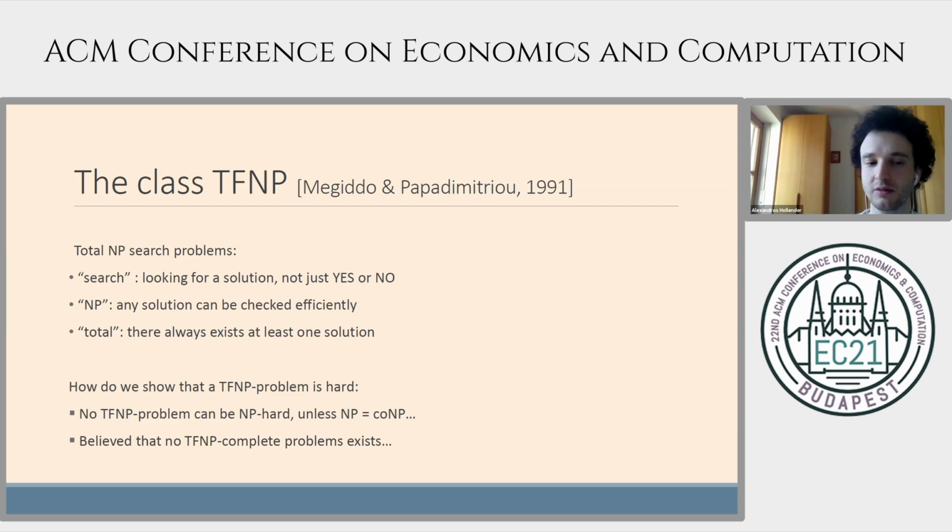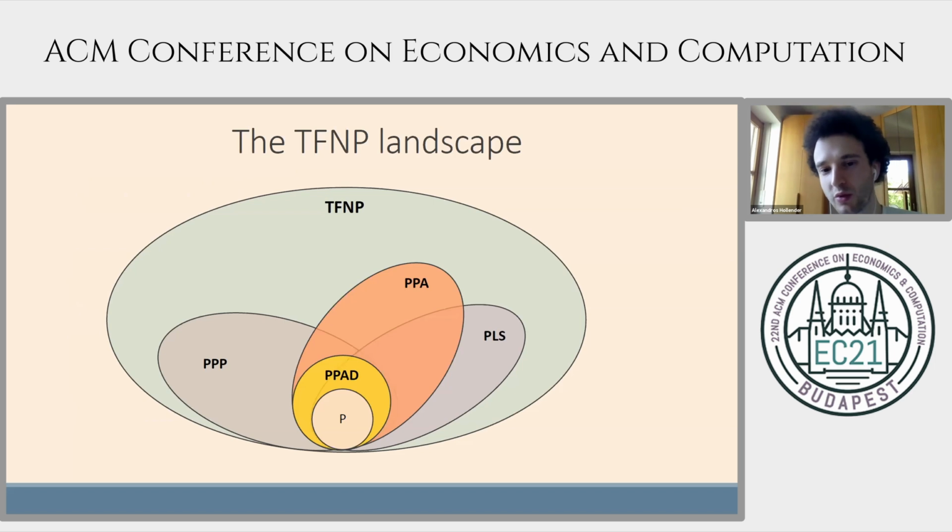It would be to prove that some problem is TFNP-complete, but it's also believed that TFNP doesn't have complete problems at all. So what can we do to provide evidence that some problem in TFNP is hard? What Papadimitriou proposed around 30 years ago is to study the landscape inside TFNP, to study subclasses of TFNP that do have complete problems, and to classify the problems that we care about in terms of these classes.